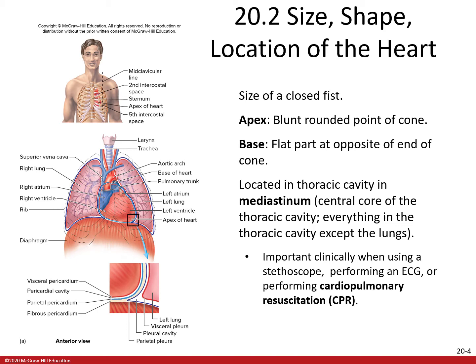So there are various parts of your heart that I want you to know. These terms should be relatively familiar and self-explanatory. The apex is the bottom portion of the heart that has a blunt, rounded point, kind of a cone. If we look at our diagram, it's this little point down here, while the base is this top portion. It's the flatter part where we have a lot of vessels coming in and out.